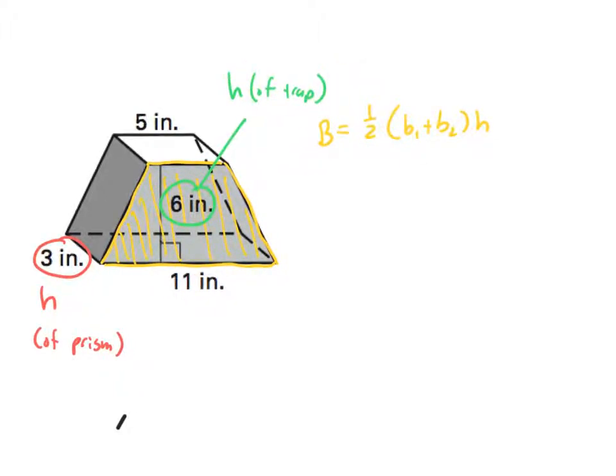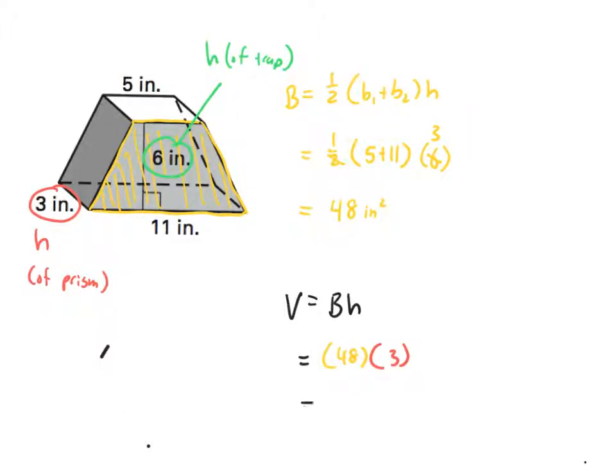All right, so now as I set this one up, the bases are 5 and 11 because this is parallel to this one here. And the height of the trapezoid is 6. So to finish up the area of the base here, and when we substitute in, we get 144 cubic inches.